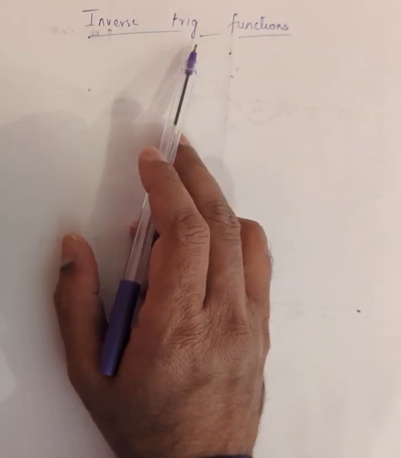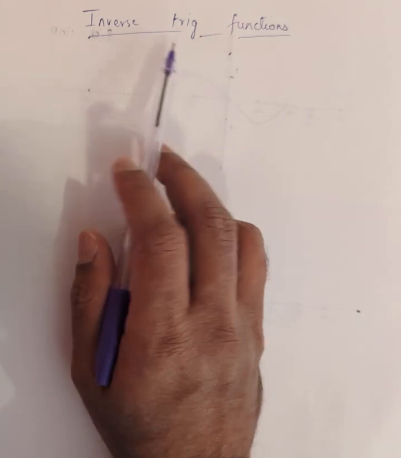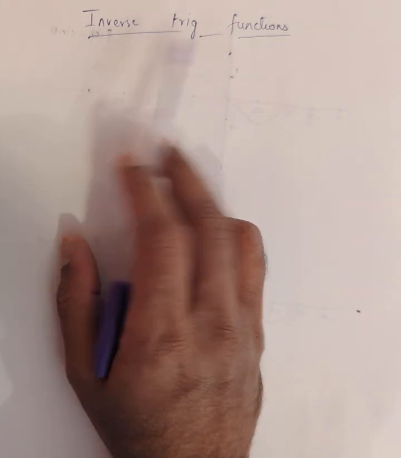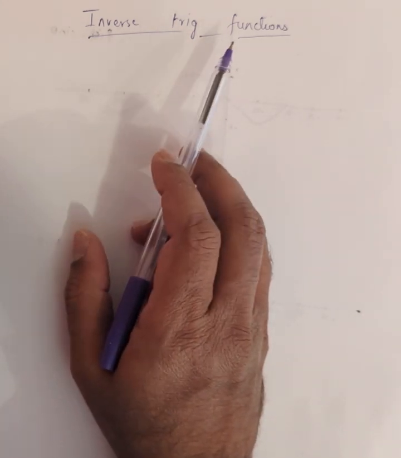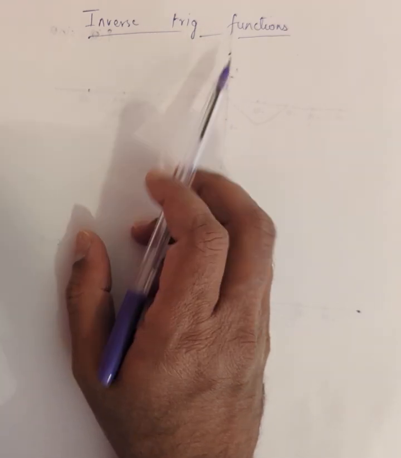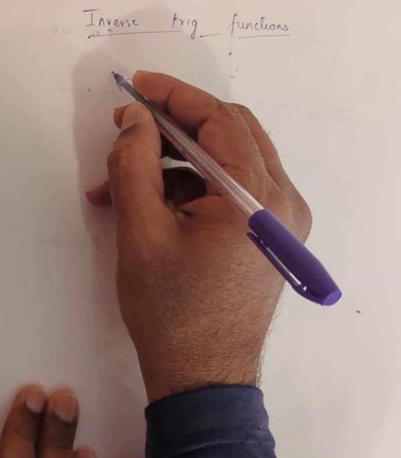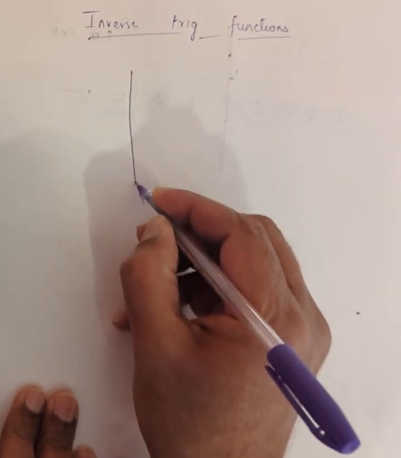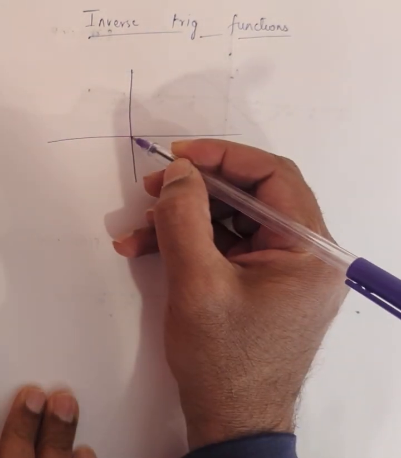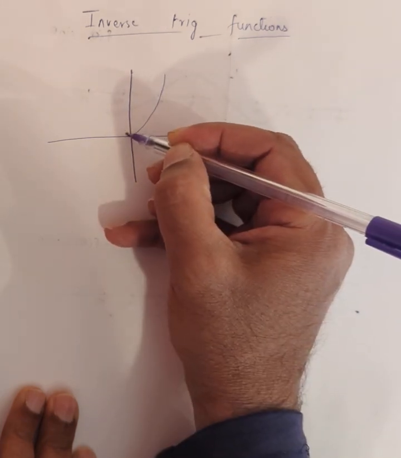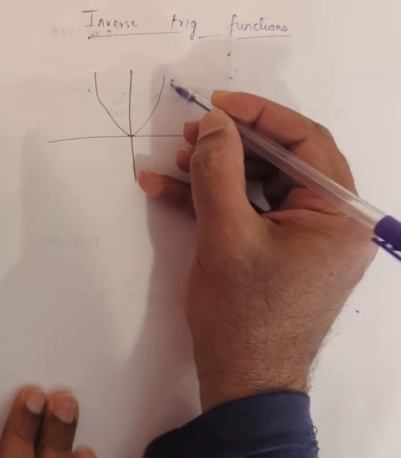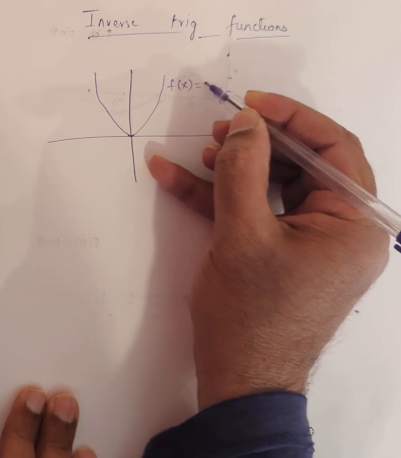Before we talk about inverse trigonometric functions, we want to talk about inverse functions in general. What does it mean for a function to have an inverse? Now, we all know what it means for a graph to be a function. So let's look at this x square graph. And it is a function because it passes the vertical line test.